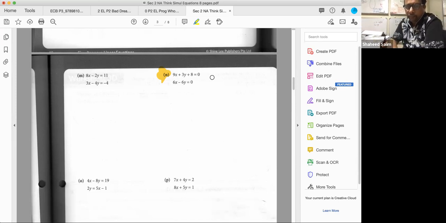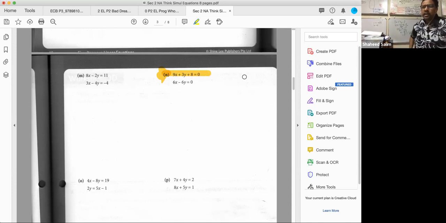Ryan, first one, make it the same format. X, Y, bring the 8 over that side. Make the same format first. Then after that, ask yourself 3Y. You can, yeah, you may want to.